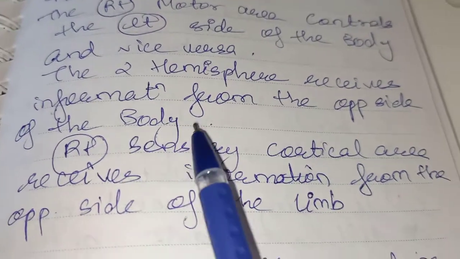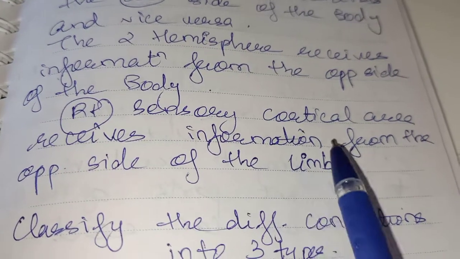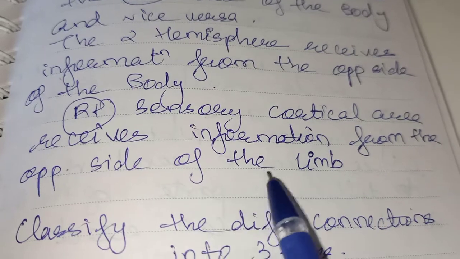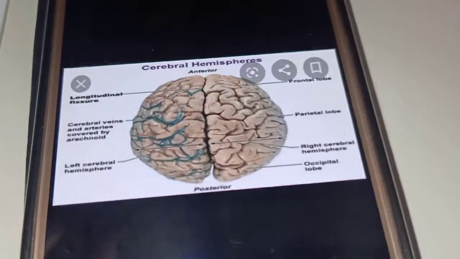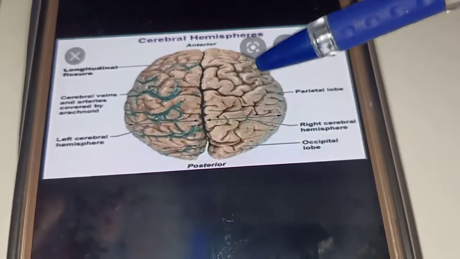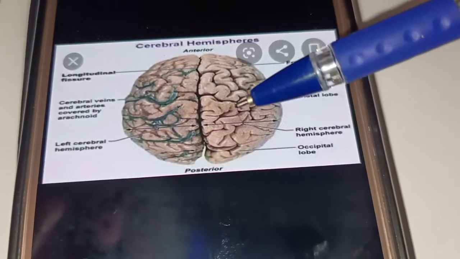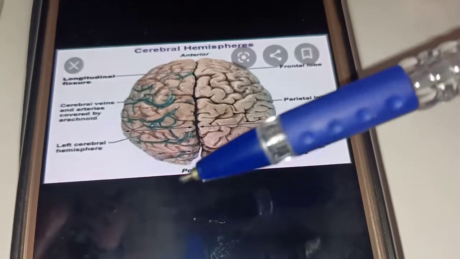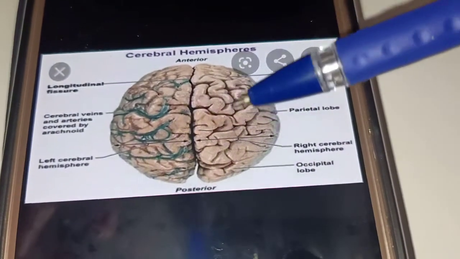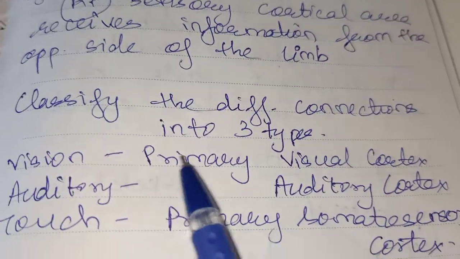The two hemispheres receive information from the opposite side of the body. The right sensory area receives information from the opposite side of the limb. So if there is a right side sensory area, it receives information from the left side of the body. From the left lower limb, the signals go to the right side sensory area. So it is the opposite side. There are different connections which are present.